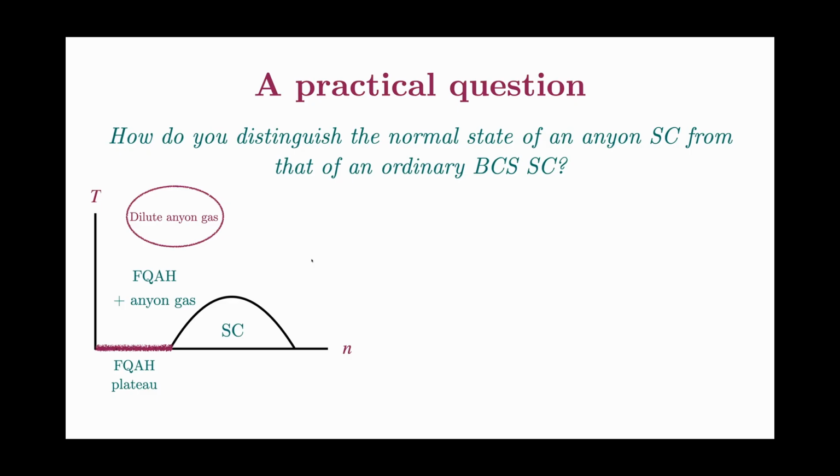So in particular, the generically expected phase diagram looks something like this. You have a fractional quantum Hall plateau that lives at 0 temperature. As you dope it and heat it a little bit, you induce what's called an anyon gas. Okay, you have some anyons that are wandering around, they're itinerant, and eventually they condense into those charge 2e objects I was showing you before and form a superconductor.